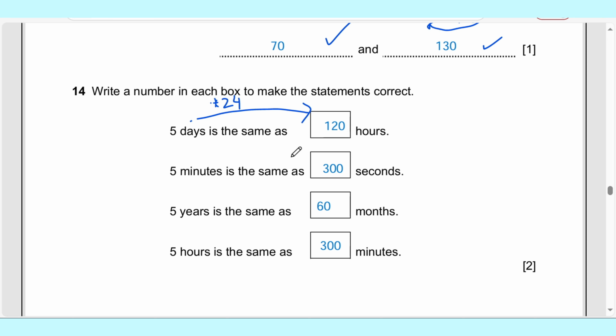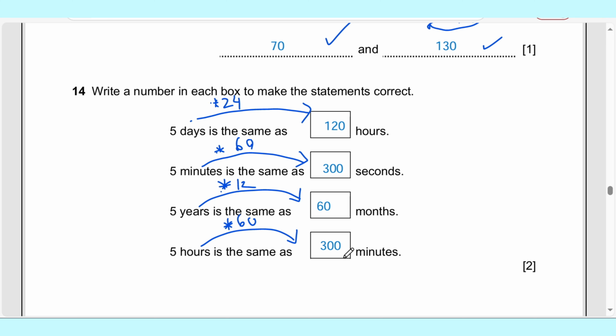120. Now minutes to seconds, we have to multiply by 60. So 5 multiplied by 60 will get 300. Now from years to months, 1 year is 12 months, so we have to multiply this one by 12. So if we multiply by 12 we get 60. Now hours to minutes, 1 hour is 60 minutes, so 5 times 60 is 300.